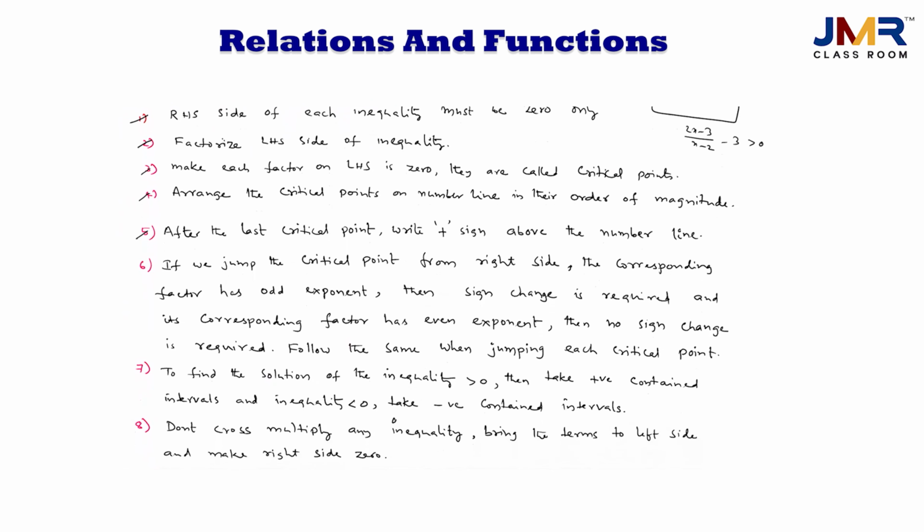And sixth one is important. If we jump a critical point from the right side and the corresponding factor has an odd exponent, then a sign change is required. If the corresponding factor has an even exponent, then no sign change is required. Follow the same when jumping each critical point.